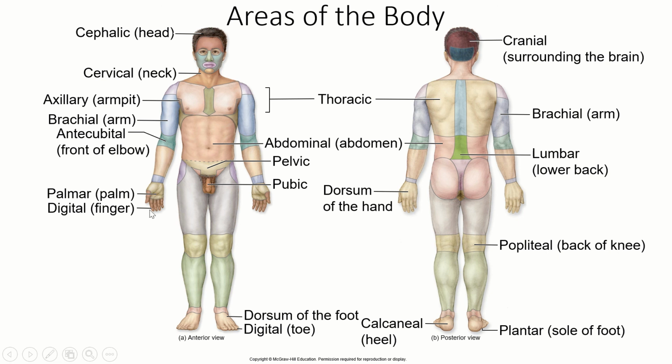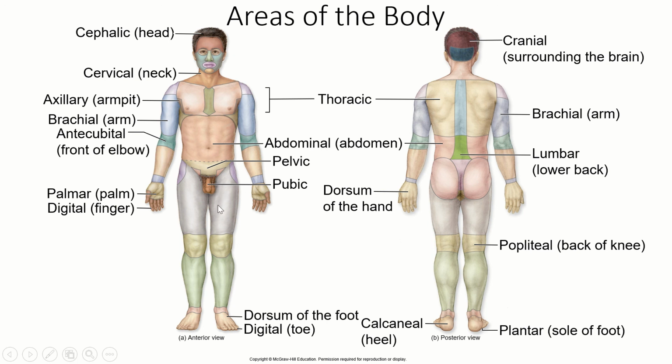Palmar refers to the front of the hand. Digits are fingers, so anything having to do with the fingers are digital whatnots. Thoracic, this whole area is called the thoracic area. We knew that. Abdominal is where the abdominal and pelvic regions are. We knew those too. And then both the thoracic and the abdominal areas reach around to the back as well. Then we have the lumbar. We already met that one. That's those vertebrae, the lower part of the vertebral column.